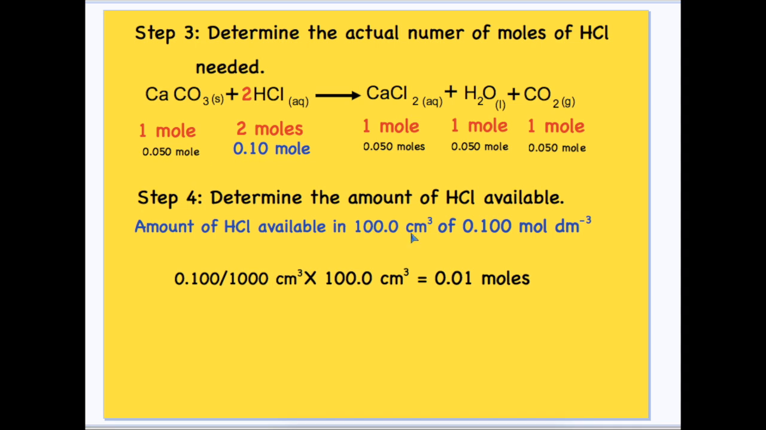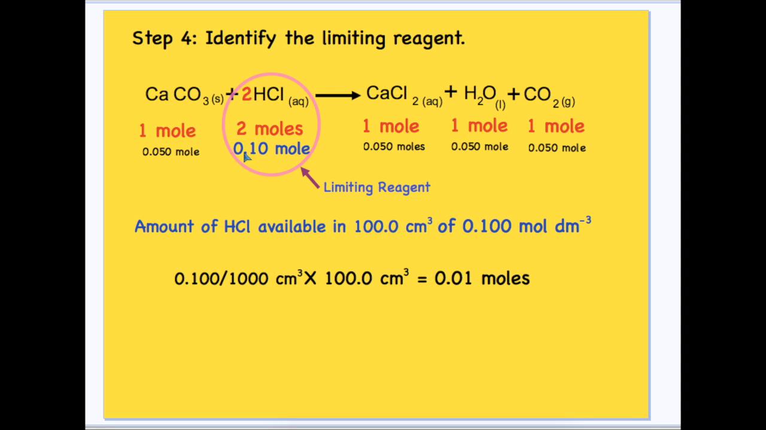So we realize that with only 0.01 moles present, much of the calcium carbonate would remain unreacted, and the limiting reagent is hydrochloric acid. And with only 0.01 moles of hydrochloric acid present, it means that given the mole ratio, only half of this number of moles, with the 1 to 2 ratio, of calcium carbonate would actually react.